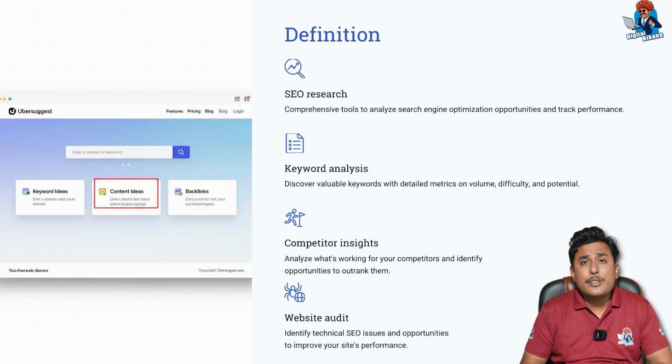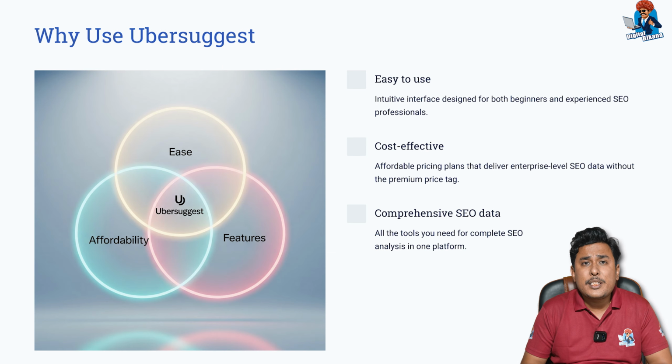Ubersuggest is an all-in-one SEO and keyword research tool. It provides valuable data about keywords, website performance, backlink profiles and competitor strategies to improve search engine rankings. Marketers use Ubersuggest because it is beginner-friendly, affordable, and offers powerful features. Whether you are working on SEO, content marketing, or competitor research, Ubersuggest provides the right data to guide your decisions.